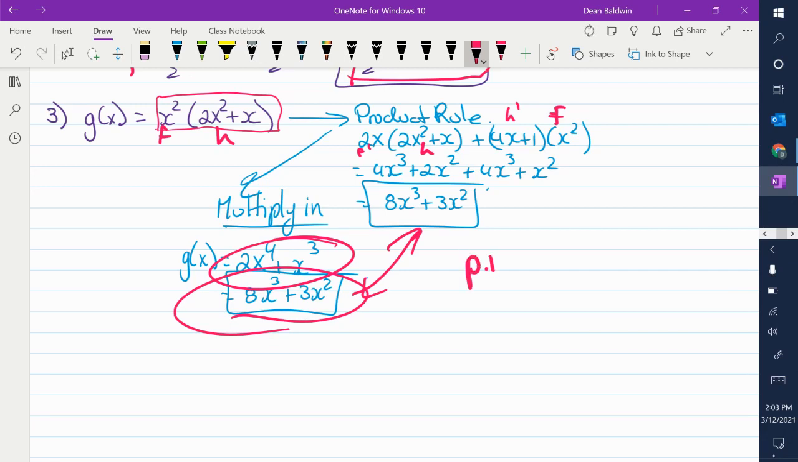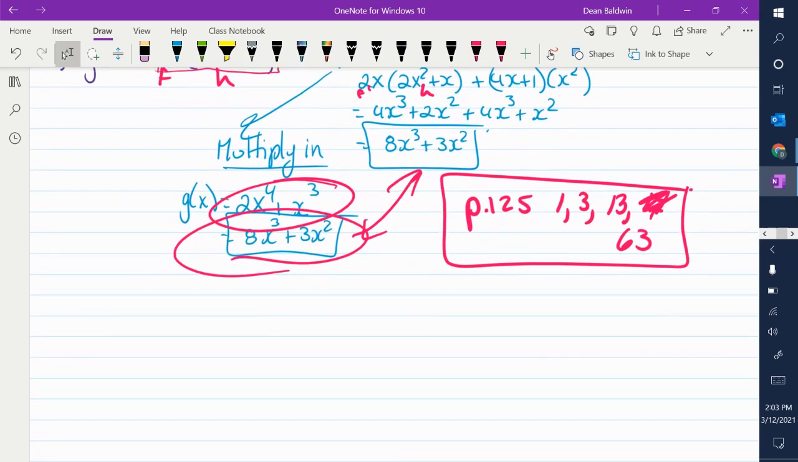Here's some practice questions you should do. On page 125, you should do 1, 3. I can't give you any trig stuff because we haven't done that yet. 13, 14. You don't want to do 14 because that's an even number. 13. Okay, do that one. What's 63? You can do 63.